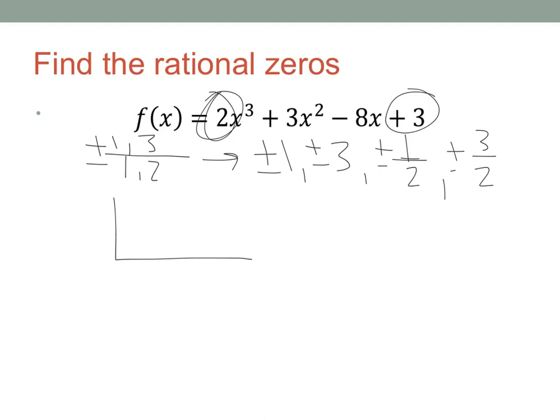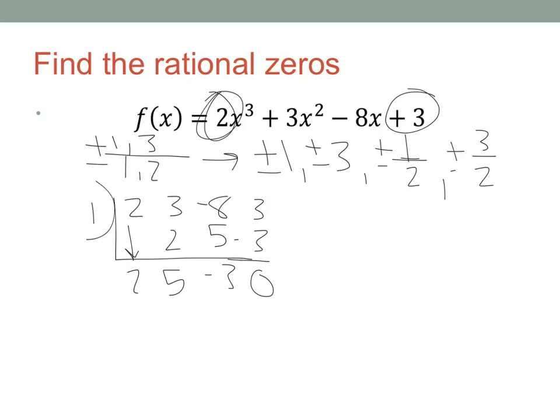So I have 2, 3, -8, and 3. All right, so the one that I always test first, remember that I need -3 there, and 2 is going to be brought down right there. The one I test first is going to be 1. So 1 times 2 is 2. 3 plus 2 is 5. 1 times 5 is 5. -3. Hey, right off the bat, 1 works. Okay, because I get 0.